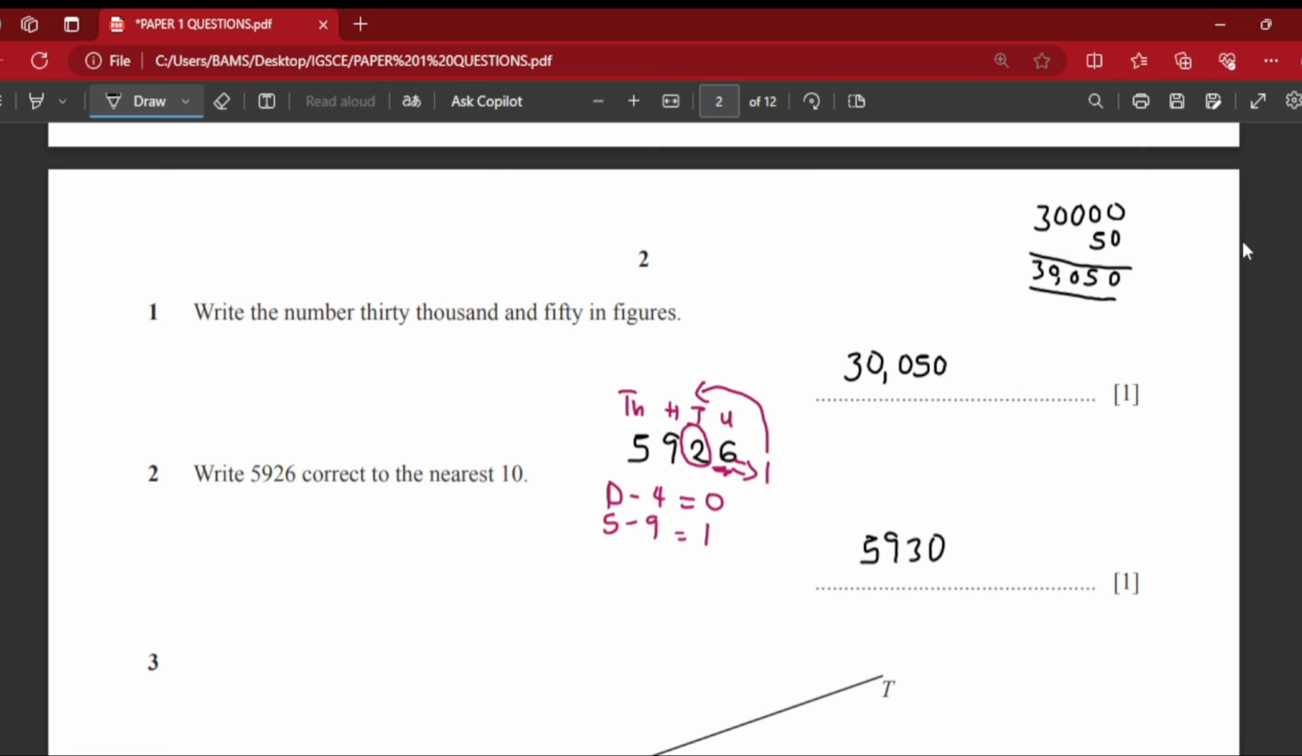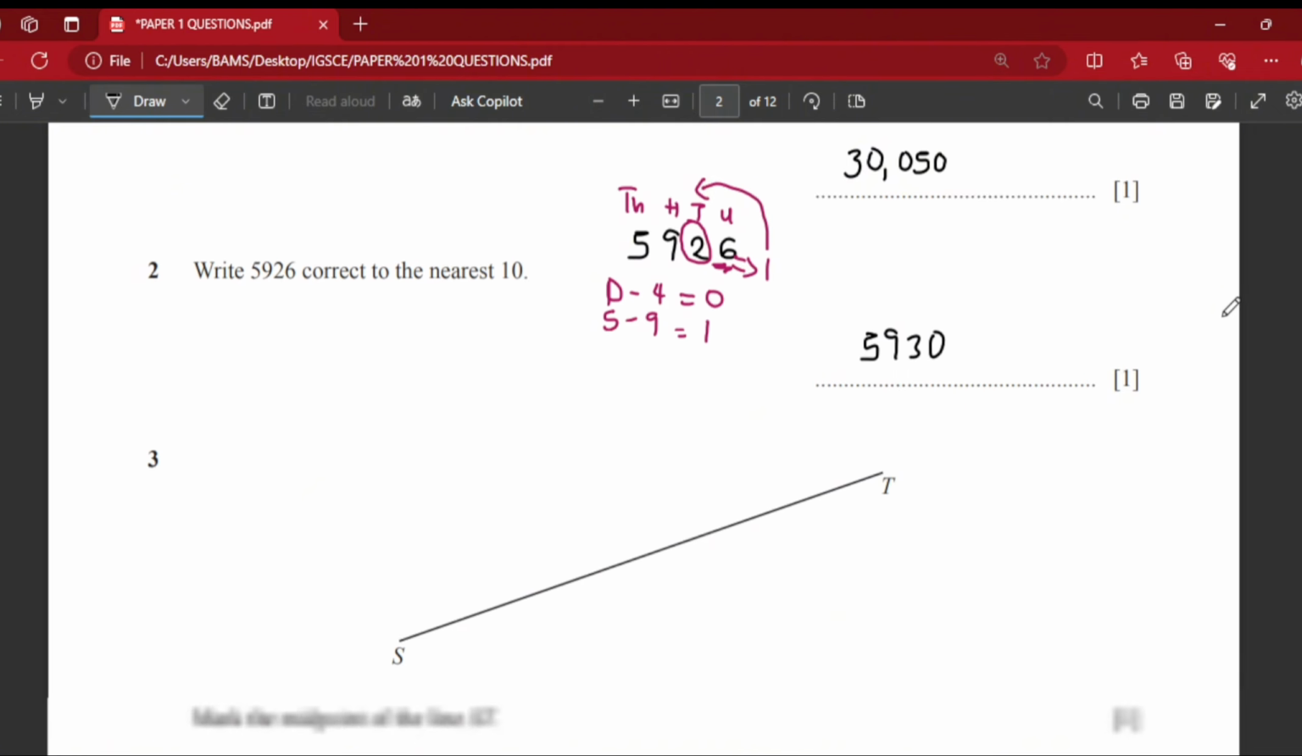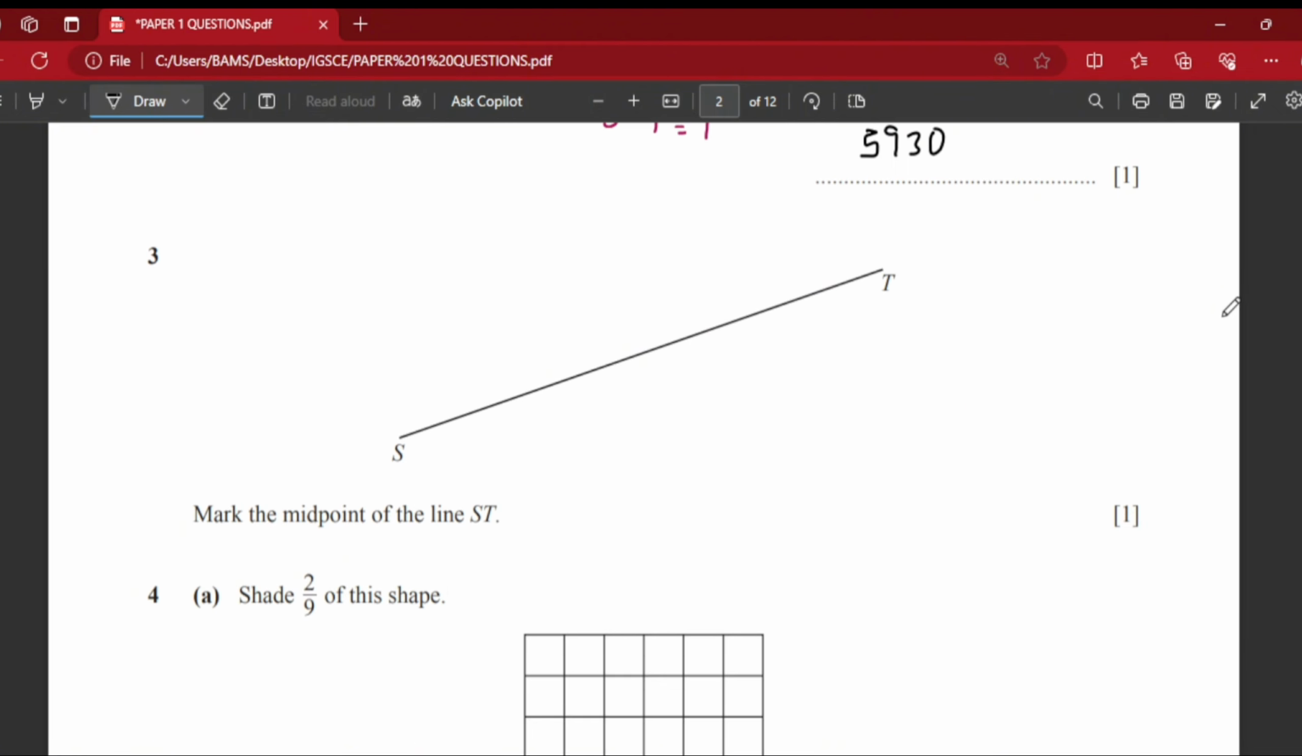Okay, so that is for that particular question. So let's move to question 3. Question 3 says mark the midpoint of ST. So the middle of the ST, so we just mark somewhere that is the middle, and that's all.